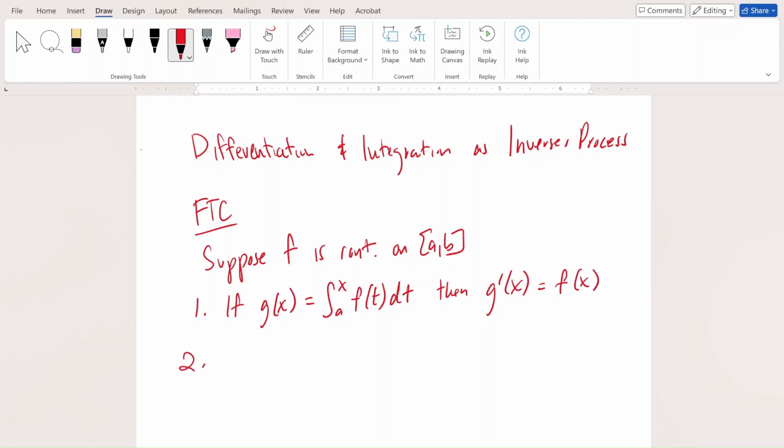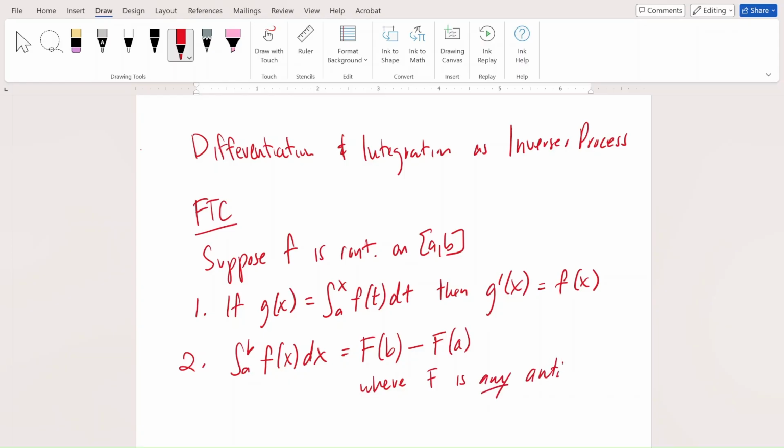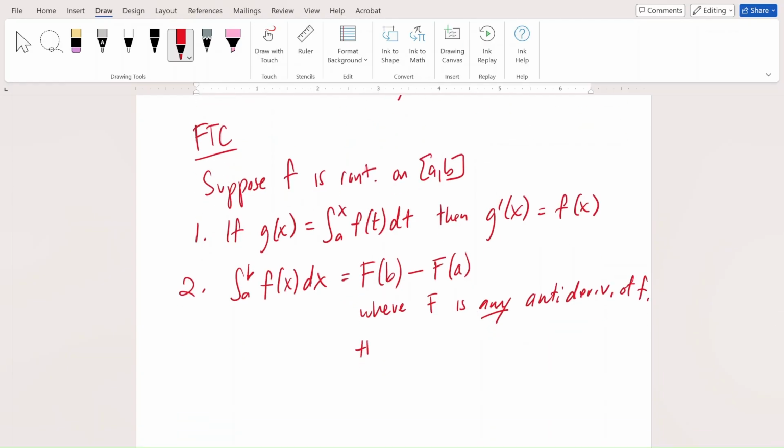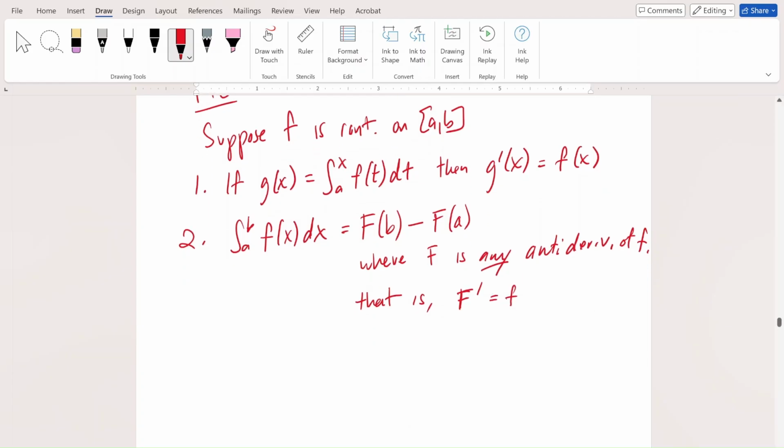And the second part of it was, if I take the integral from a to b of f of x dx, then I just take the antiderivative at the upper limit, capital F of b, minus the antiderivative evaluated at the lower limit, capital F of a. Okay? And then of course I'm just going to write what it says. F is technically any antiderivative of f. That is to say, when I say antiderivative, that means that the derivative of capital F is just the original function, lowercase f.